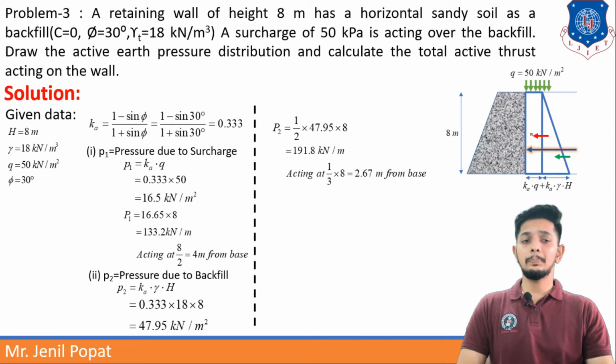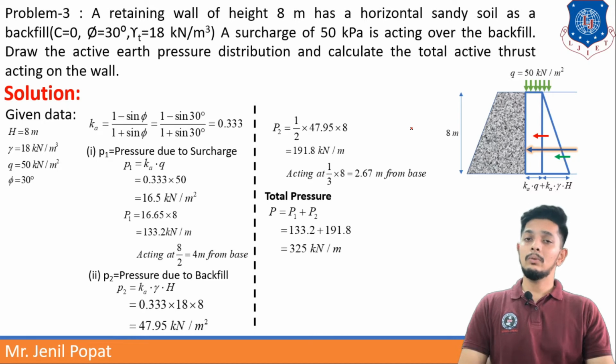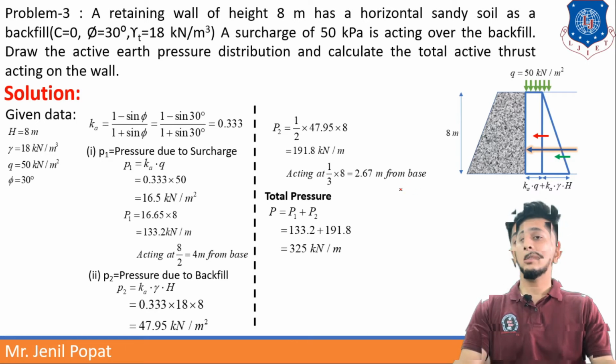So the first force, P1 force by red arrow, is clear. Now the second force by green arrow, P2, is also clear. So if we see throughout, the total pressure will be P1 plus P2, total pressure force will be 325 kilonewton per meter. So this long blue arrow is showing total pressure, and where will it act?